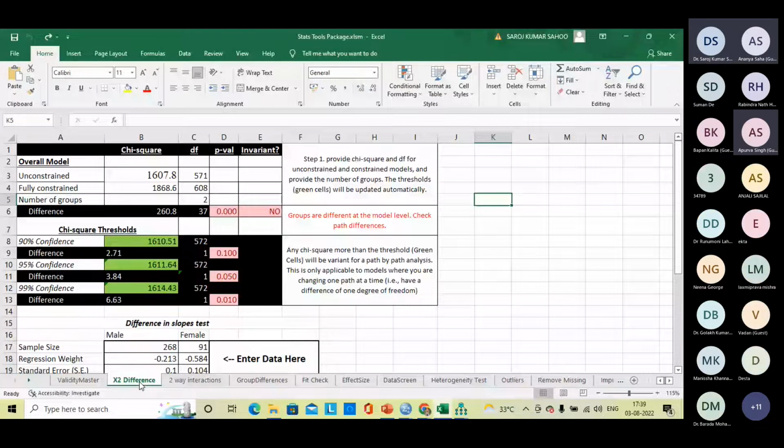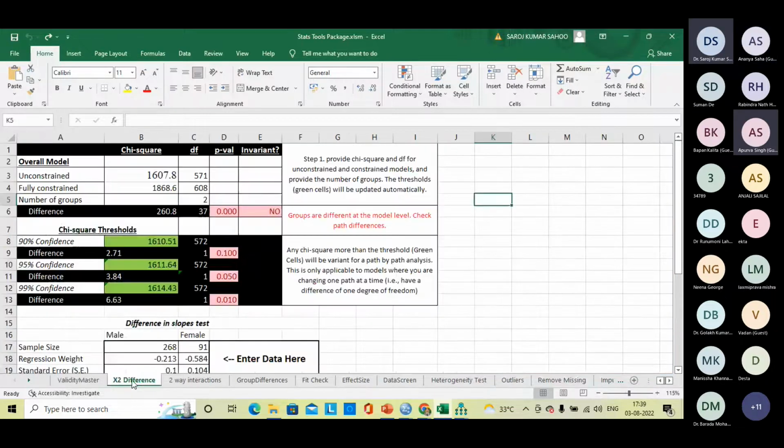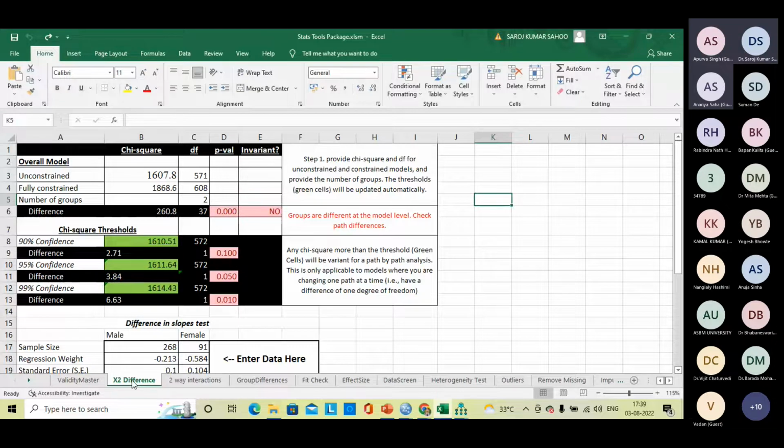See, earlier we did reliability and validity, there is a validity master. Another option is there, chi-square difference. Click there. Done it? Are you getting this option, chi-square difference, or not? Yes, sir. Okay.